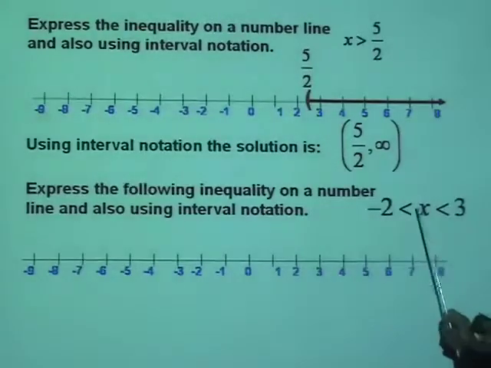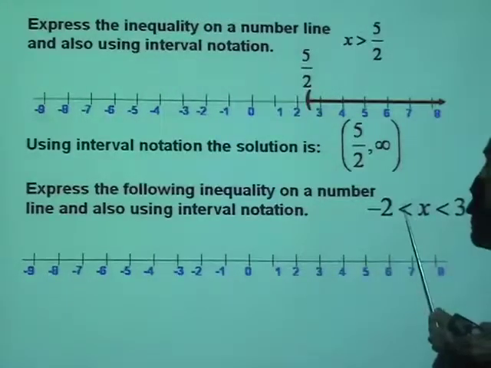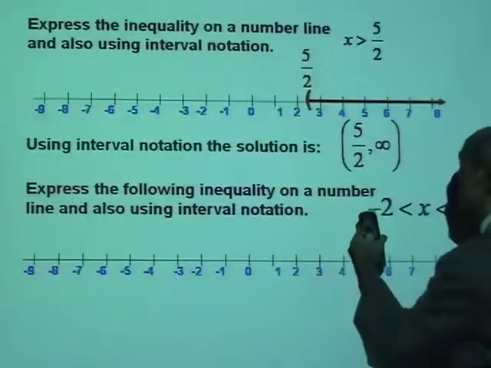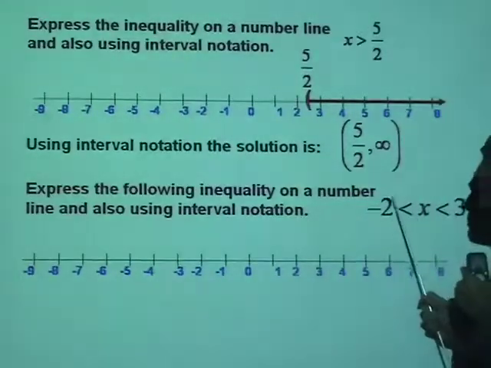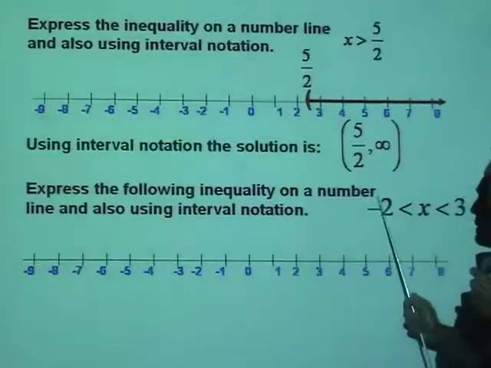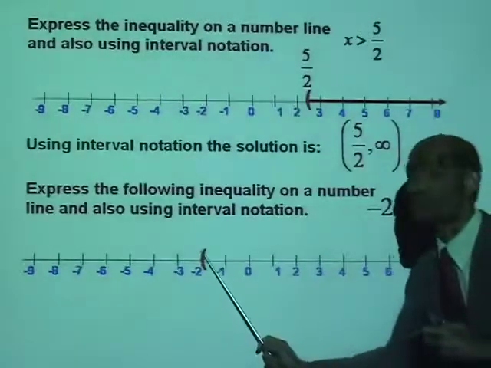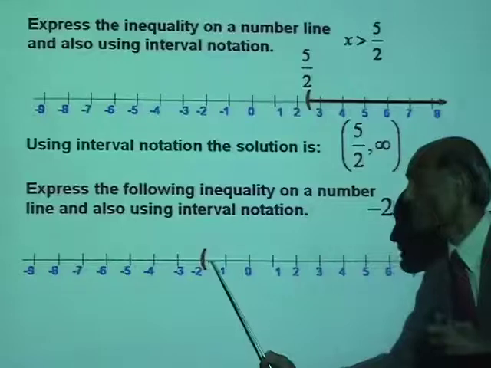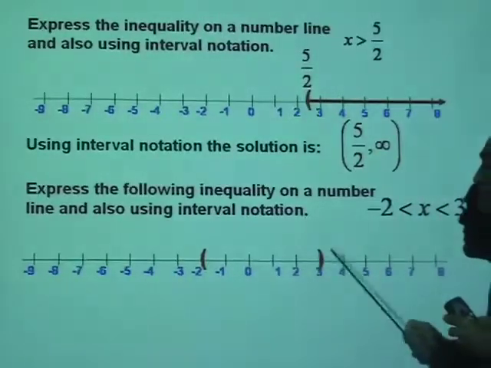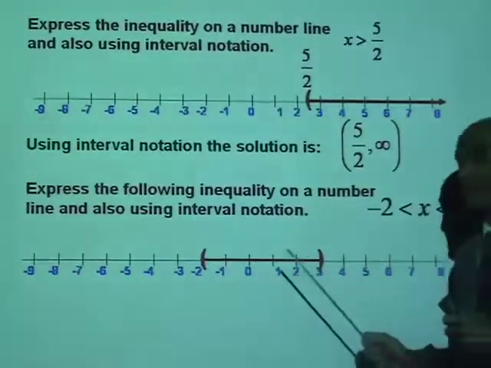Well, that must be simple. Negative 2 less than x less than 3 means the values of x can be found between -2 and 3, but are these end numbers included? No, excluding -2 and 3. So on -2 we use a parenthesis facing right, and on 3 we use a parenthesis facing left, and then put a line in between.